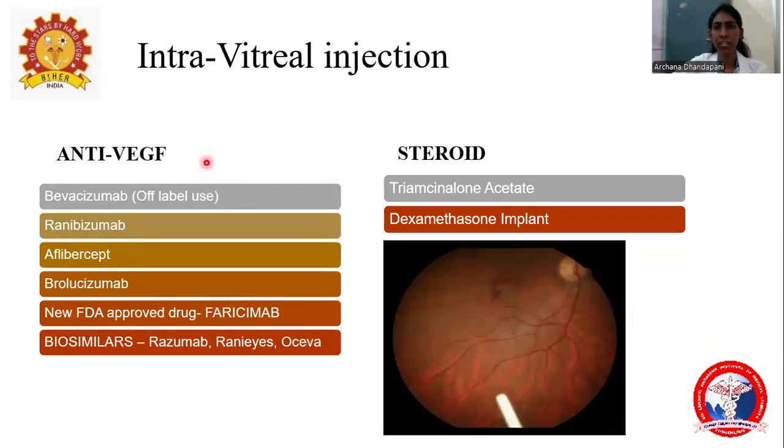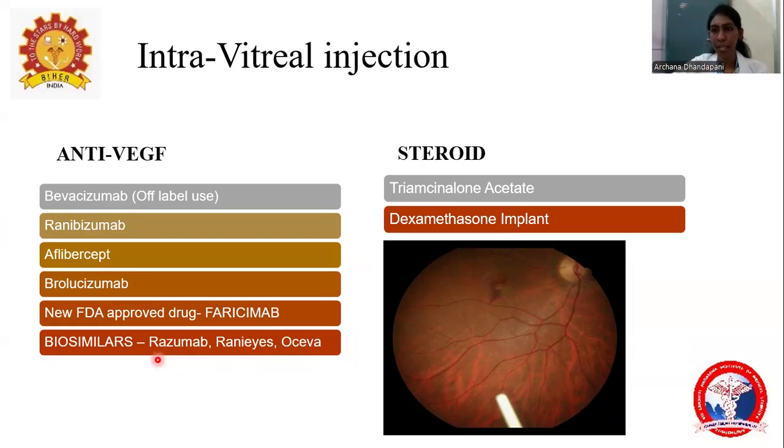So intravitreal injections that are available, or anti-VEGF, include bevacizumab. It is an off-label use only. It is not an FDA-approved drug. And later, the first FDA-approved drug is ranibizumab, then aflibercept, brolucizumab, and the newly FDA-approved drug is faricimab. And biosimilars also came into the market. Razumab, Rani, Zosiva, these are all biosimilars of ranibizumab. So it is more cost effective than the innovator molecule.